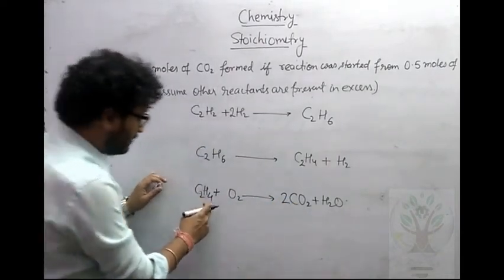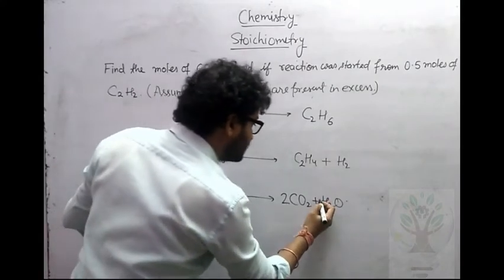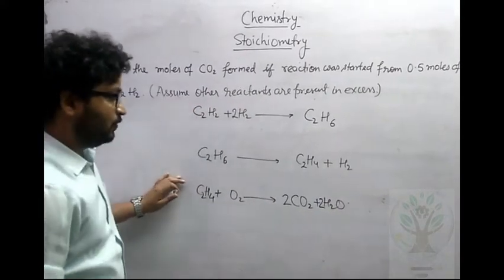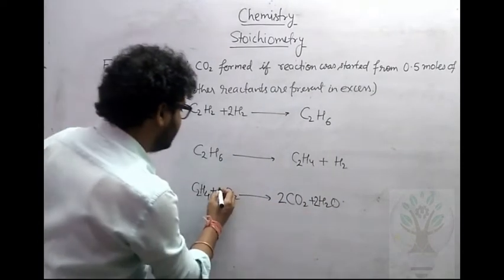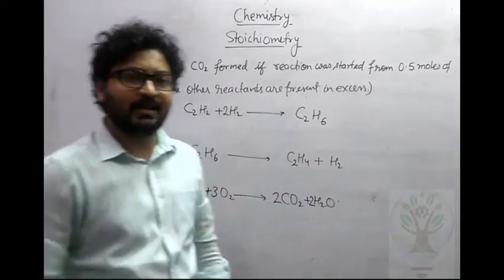This is actually a combustion equation. Here 4 hydrogens and here just 2 hydrogens, so let's make it 2H2O. Now how many oxygens here? 2 plus 4, that is 6, so 3 O2. Let me write here 3O2. So this is your balanced equation.